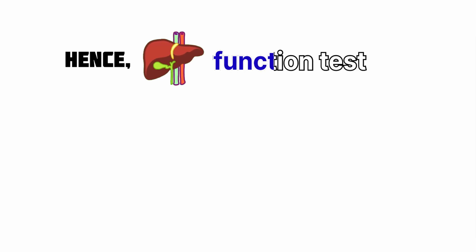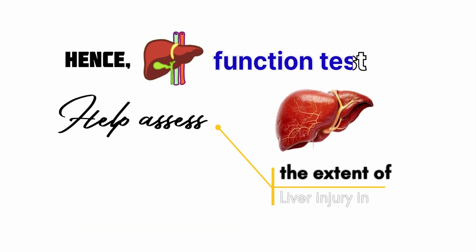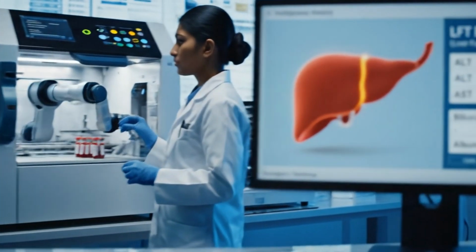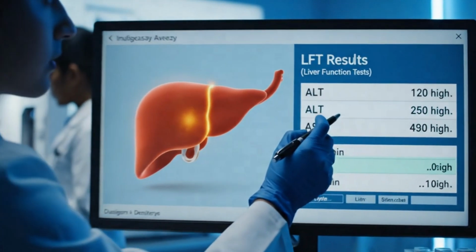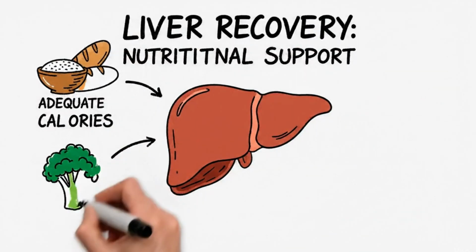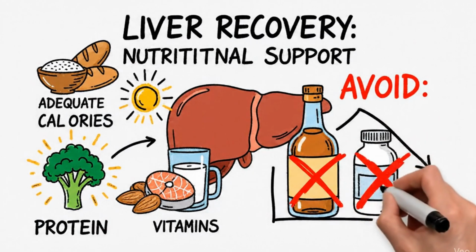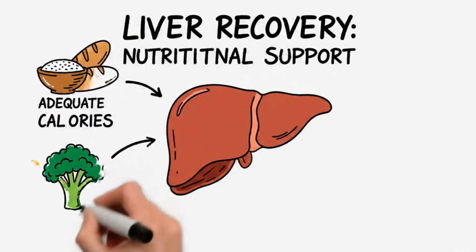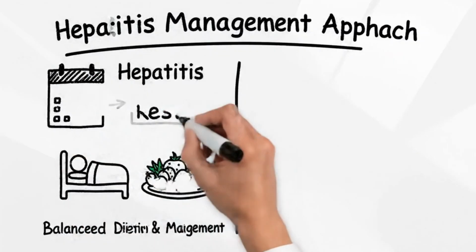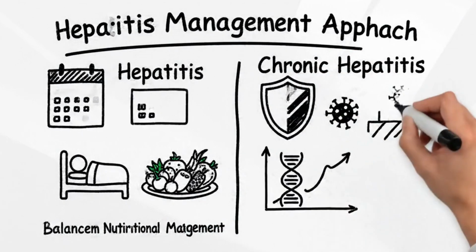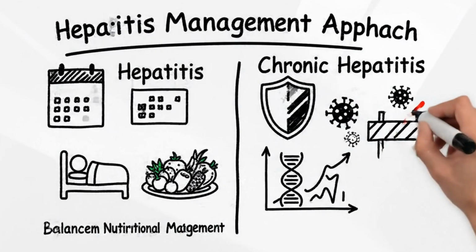Hence, liver function tests help assess the extent of liver injury in hepatitis. Elevated enzymes such as ALT and AST indicate liver inflammation, while bilirubin and albumin levels reflect liver function. Proper dietary interventions, including adequate calories, protein, vitamins, and avoidance of alcohol and hepatotoxic substances, support liver recovery. In acute hepatitis, a balanced diet with rest is essential, whereas in chronic hepatitis, long-term nutritional management helps prevent complications and maintain liver health.